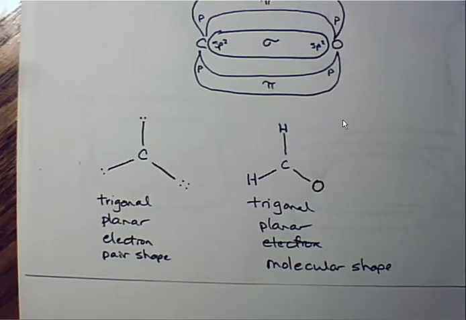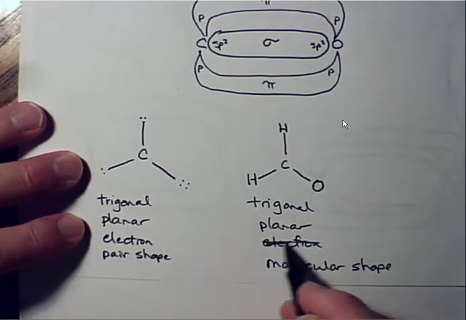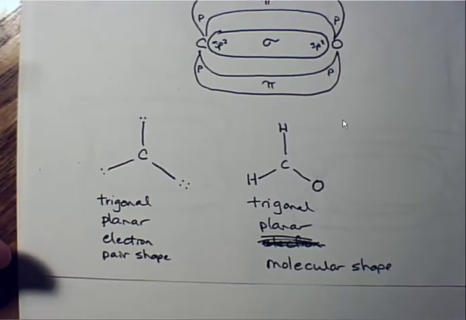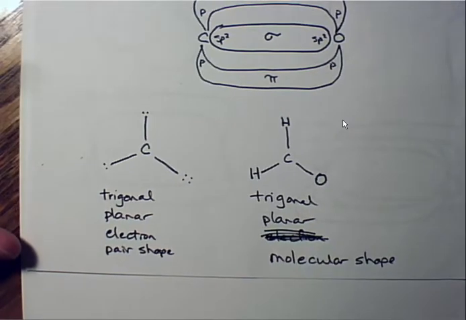All right. Trigonal planar electron pair, molecular shape. Okay. All right. Yep. Okay. Got that? Any questions about that?